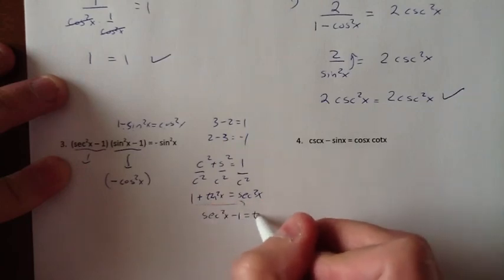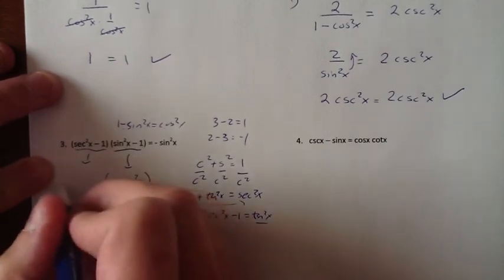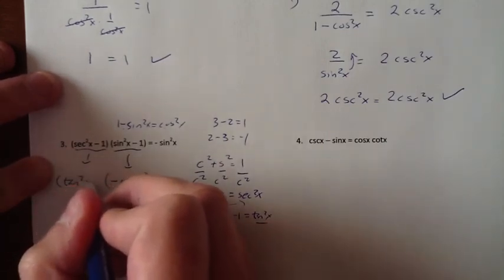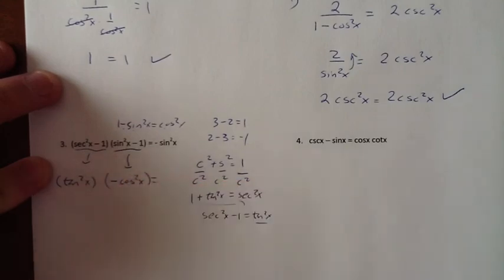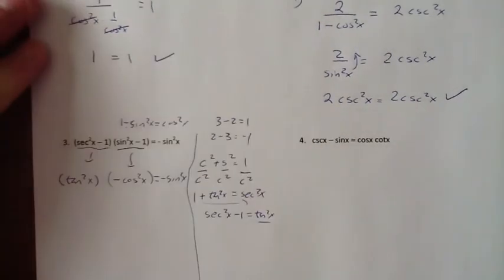So what is secant squared of x minus 1 equal to? Bring over the 1. Tangent squared of x. So I can write this whole part as tangent squared of x. And remember, that's still equal to this negative sine squared of x. Oops, ran out of room there.